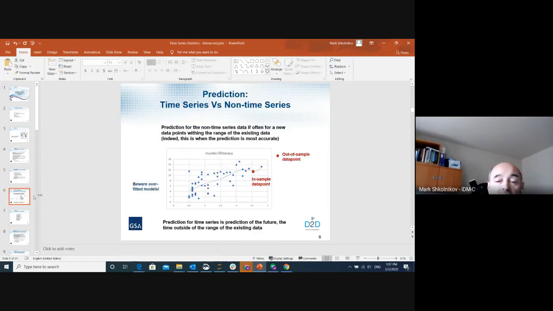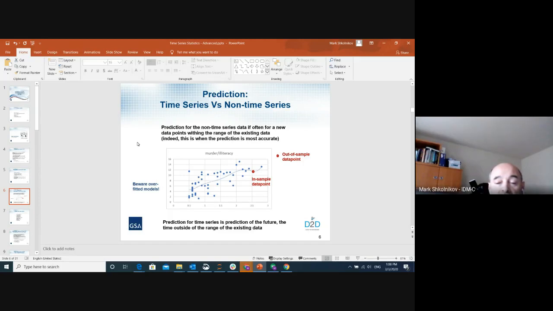So let's look at what we are very often interested in. This is prediction, and there may be two types of predictions. You predict what will happen in the future, and we know how that goes most of the time. But there is also prediction known as in-sample prediction.